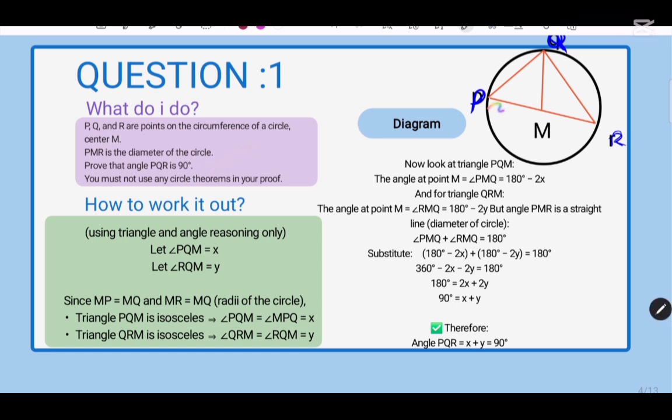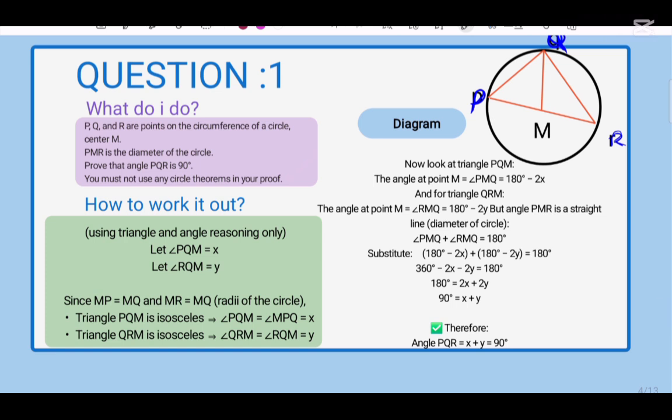Prove that angle P, Q, and R, that means the angle here at point Q, the total angle at the point Q, is 90 degrees. That is what we want to prove here. You must not use any circle theorems in your proof, so you are not allowed to use any preformed circle theorems.